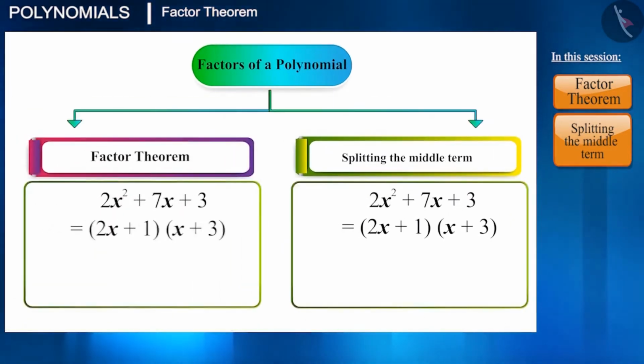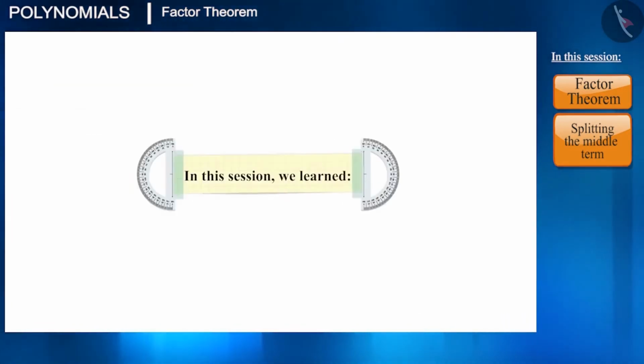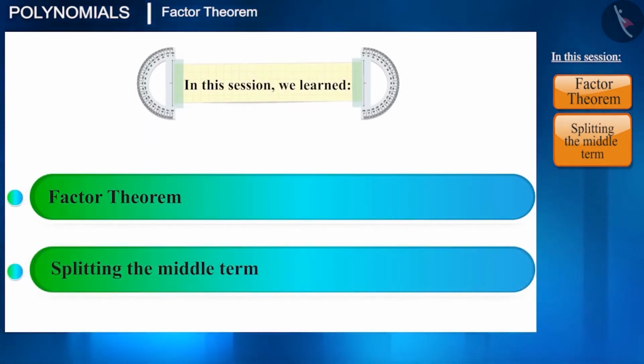So here we can see that in both the situations we get the same factors. You can check whether the polynomial is being reduced to 0 by finding the value of x from both the factors. Friends, that's all in this video. So what did we learn in today's video? Factor theorem and splitting the middle term.